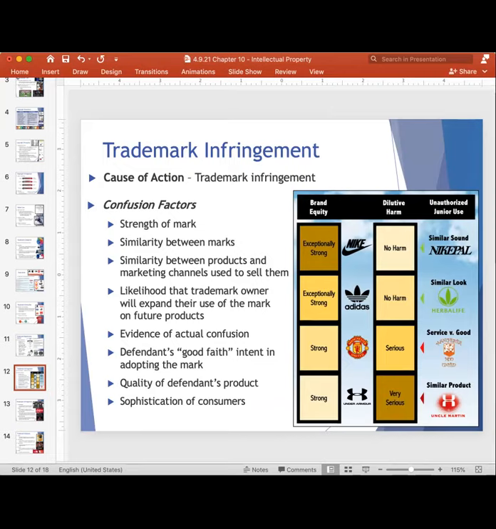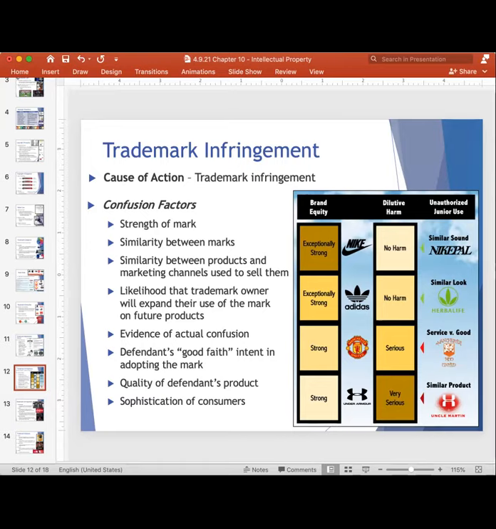You need to prove that you are the first to create and use the mark, that you have used the mark continuously, and being able to prove registration is also a great way to prove that your mark is valid and protectable. And then second, the plaintiff would have to prove that the defendant's use of the mark is likely to cause confusion, mistake, or deceive consumers as to who the true source of the mark is. So this is the first trademark infringement cause of action that you could use: confusion.